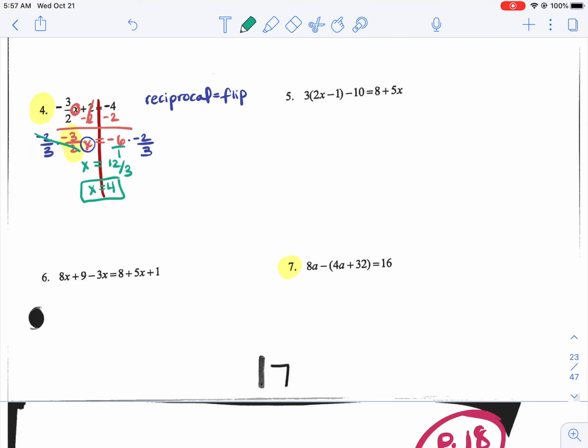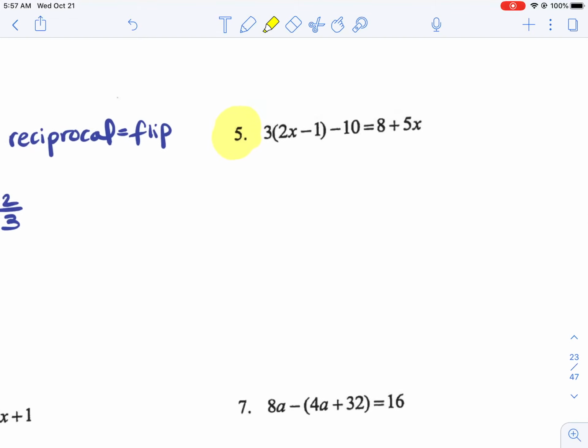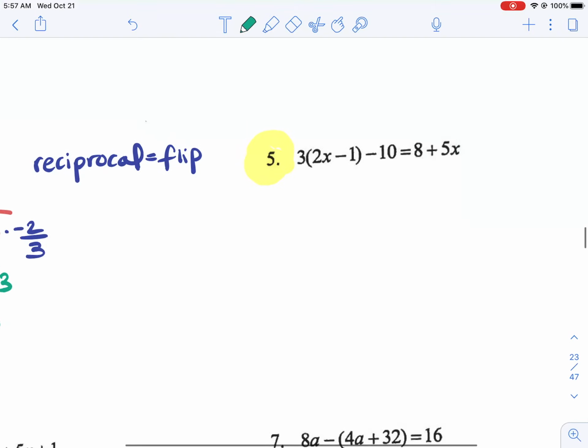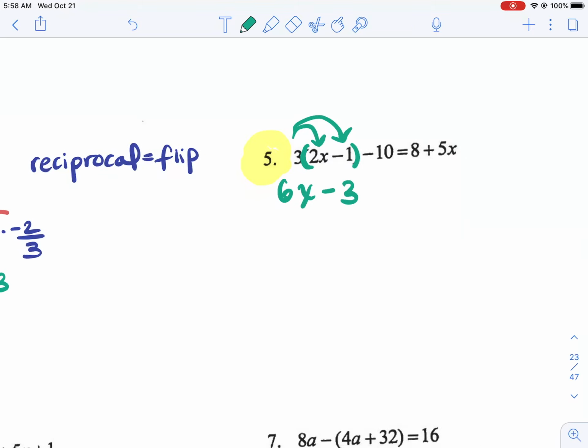All right, looking down here now, I have a problem here. This is distributive property and combining like terms. Actually, you know what? I think I'm going to change this to example 5, might be a little bit better. Yeah, let's do example 5 because it's got combining like terms and distributive. So when I see these parentheses, I know my first step is to distribute. 3 times 2x is 6x. 3 times negative 1 is negative 3. Bring down my minus 10 equals 8 plus 5x.